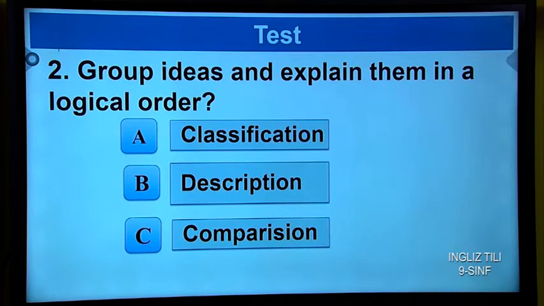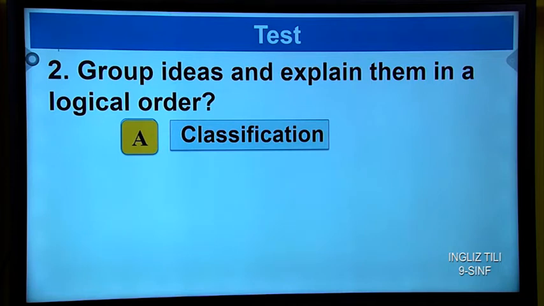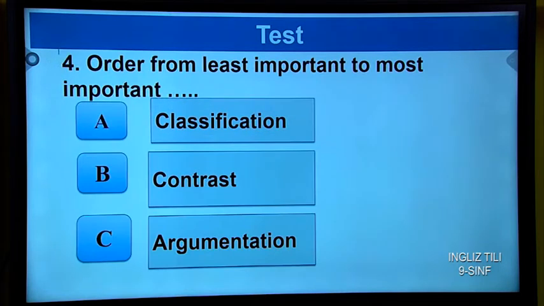It means chronology. So, next one. Group ideas and explain them in a logical order. A. Classification. B. Description. C. Comparison. Which one is correct? Did you find? Good. It is A. Classification. So, next one. Order from least important to most important. What does it mean? Which one is correct, dear pupils? You are right. It is argumentation.